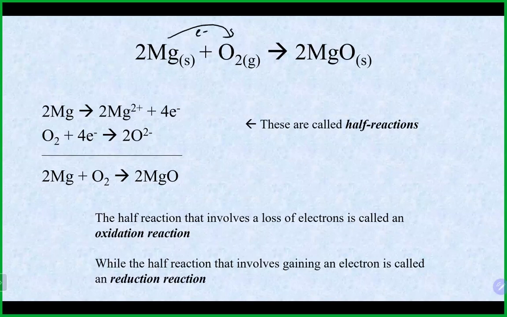Now, sometimes we do break apart a reaction like this, and we won't probably do too much of it at all in this class, but sometimes you'll hear about half reactions when you talk about redox reactions. And one half reaction is what is known as the oxidation half reaction, and one is known as the reduction half reaction. The top one here is the oxidation half reaction.